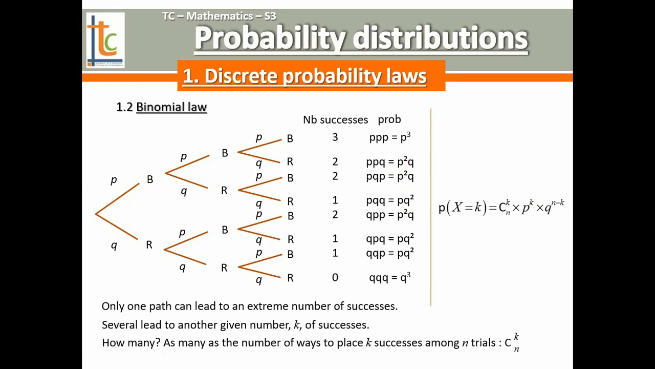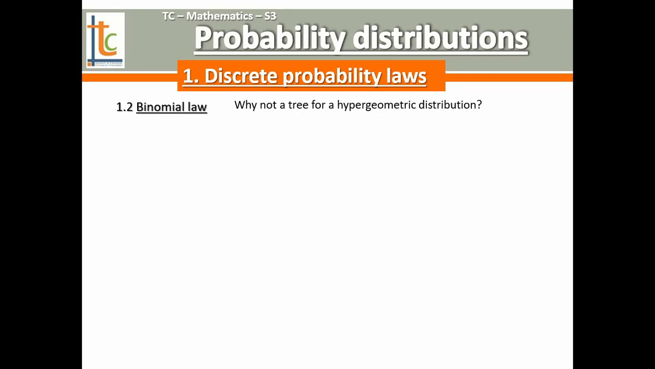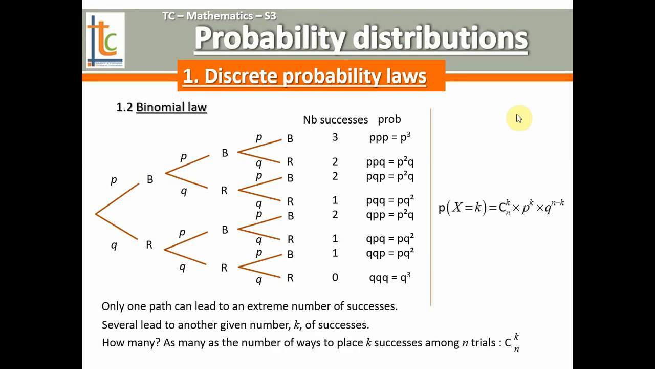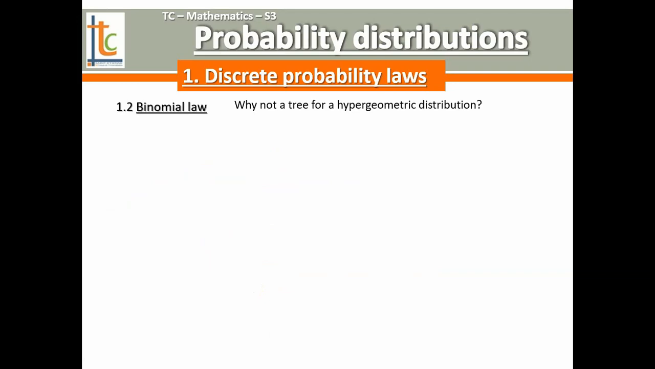So now if we want to compare this result to the hypergeometric result, why not a tree for a hypergeometric distribution? So the fact is that, and let's go back before, in a hypergeometric distribution, you are not allowing repetition. That means that your probability of success afterwards depends on what has been got earlier. So it's always not the same wherever in the tree. So it's very difficult to build a tree, but let's have a look at what it would look like.